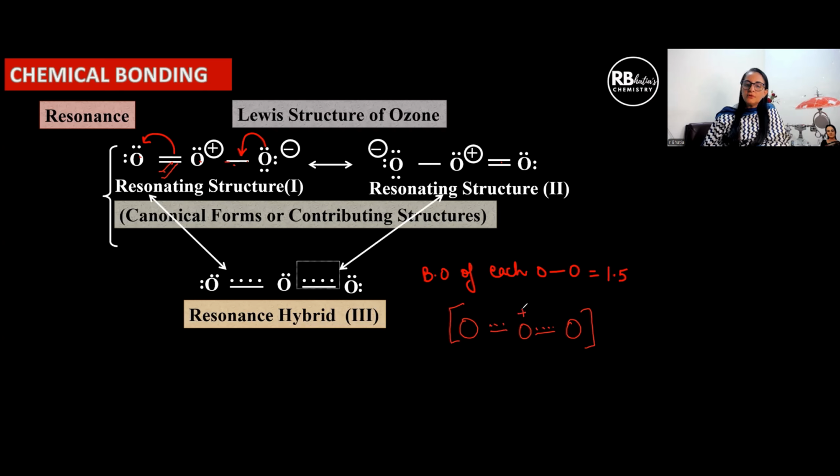And similarly, we can distribute the charges. The total charge on this in both structures is +1, and this is delta minus and delta minus, which means minus is distributed over these two oxygens. Clear?